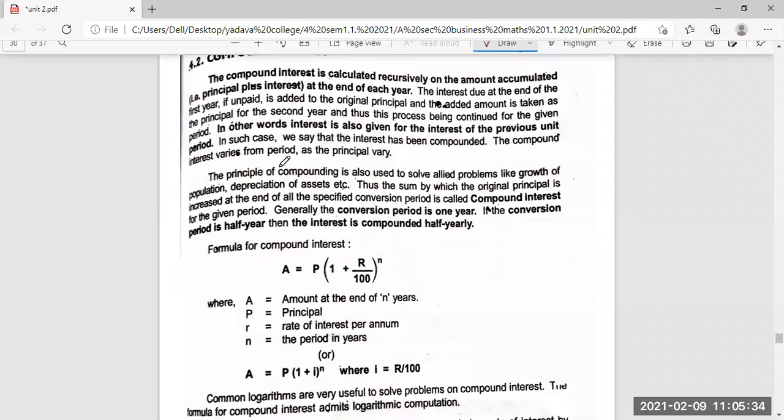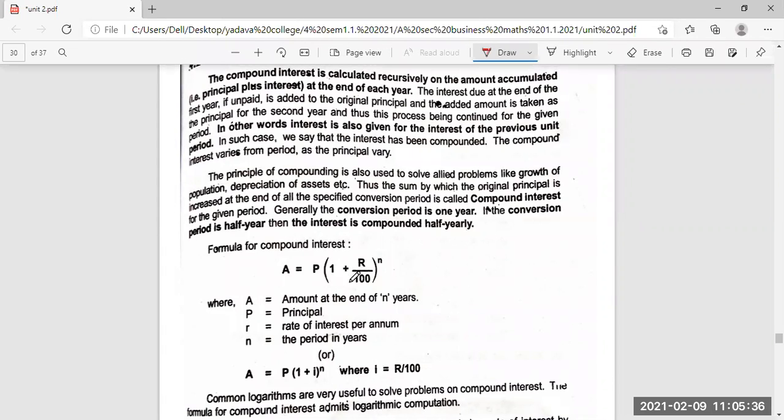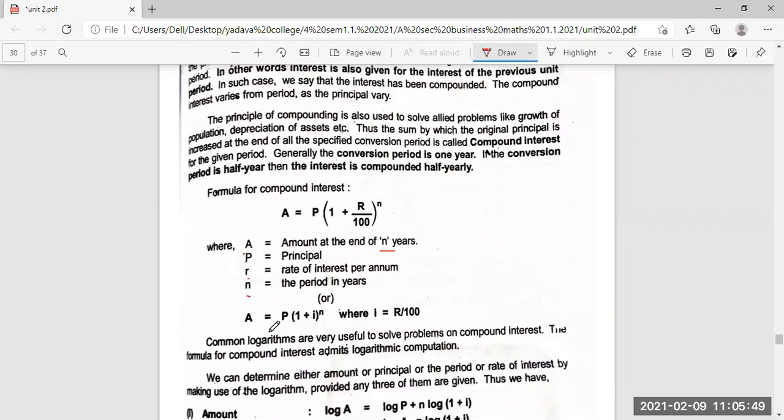Okay, so first formula: A is equal to P into 1 plus R divided by 100, the whole to the power N. The N is the end of the nth year. So amount, principal, R, N. Or you can rewrite it as A is equal to P into 1 plus I, the whole power of N. I is R divided by 100, you all know.